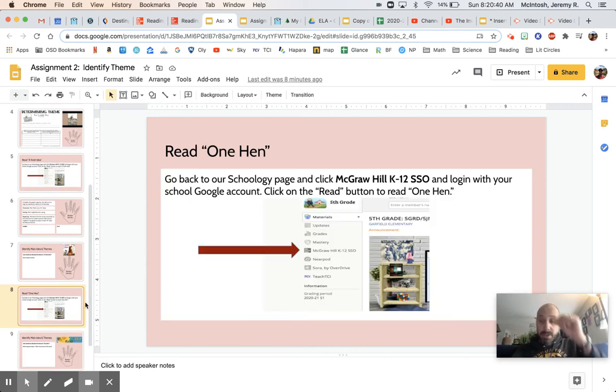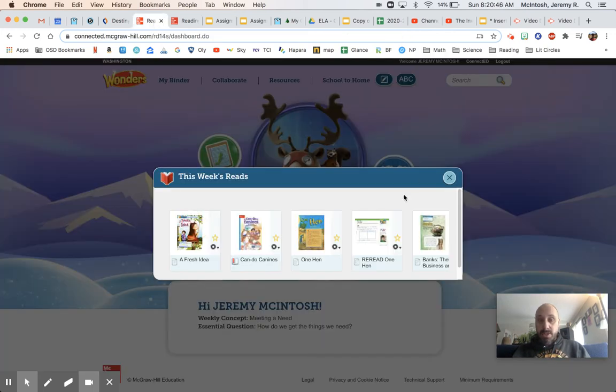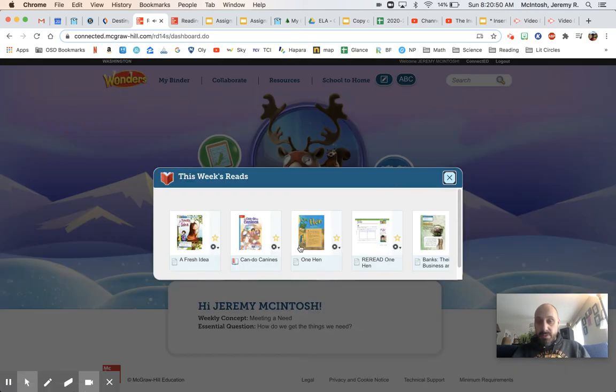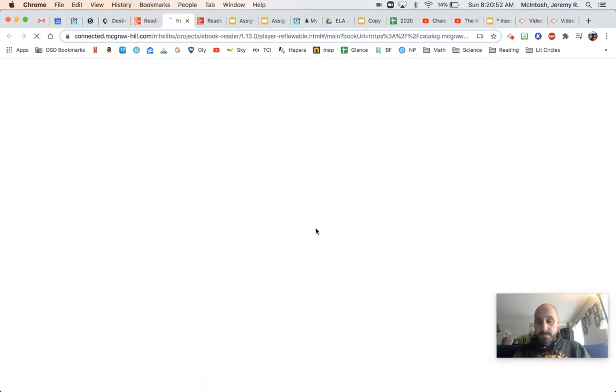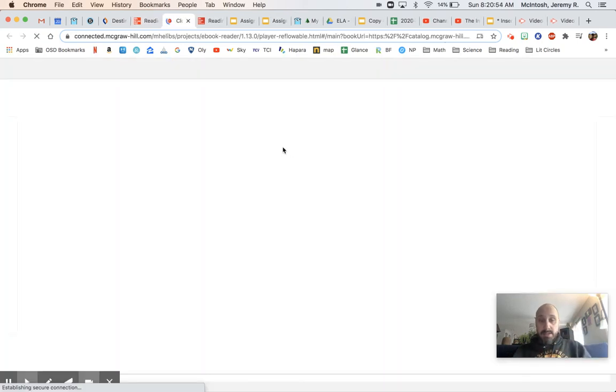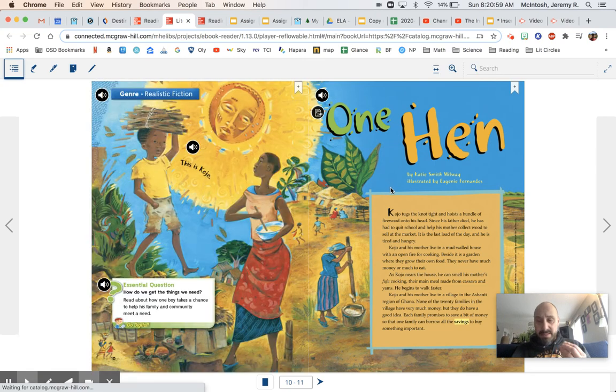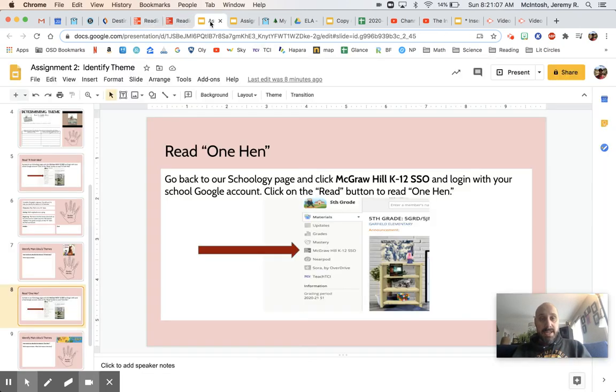So then we're going to read another story in Wonders, and it's called One Hen. I really actually like this story a lot. So when you click your read button, One Hen will be the third story over. And it's a great story. And I think the moral or the lesson should come out pretty clearly after you read this story. But let me know if it doesn't. We can talk about it and I can help you. So read One Hen.